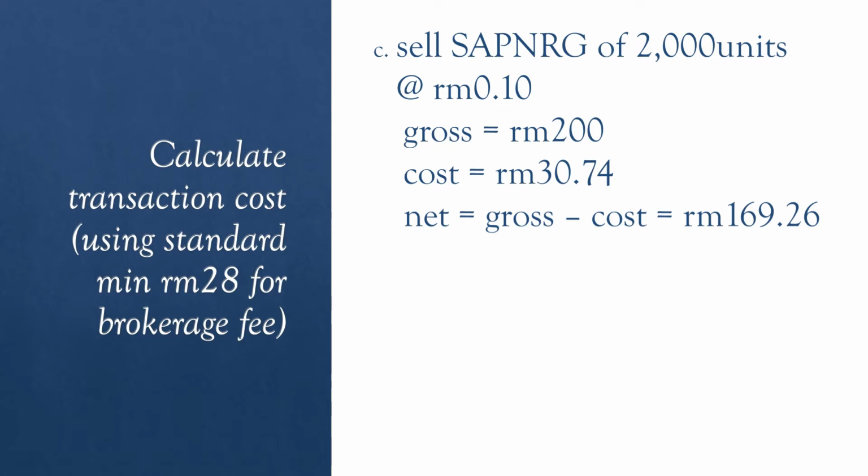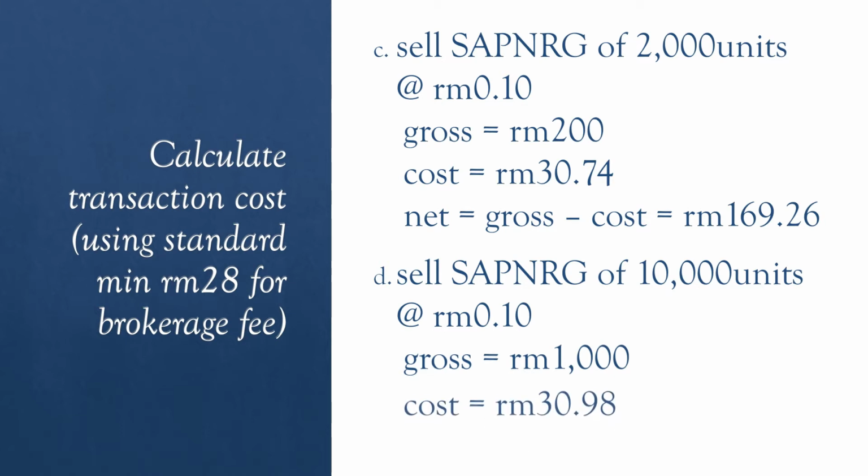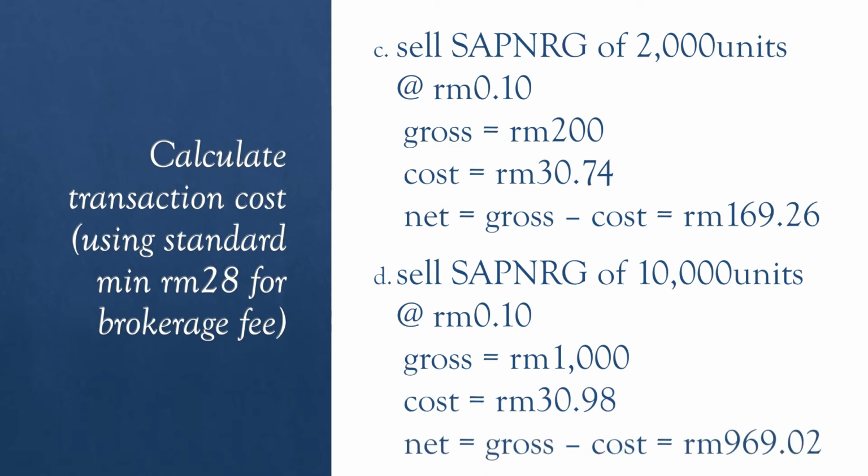Okay, second example. Let's see what happened when we sell Sapura Energy of 10,000 units at 10 sen. Gross equivalent to RM1,000. Cost equals to RM30.98. Net, again, gross minus cost, which will get ringgit Malaysia 969.02. Remember, when you buy, you add the cost into the gross. When you sell, you will minus the cost from the gross. Okay, next.